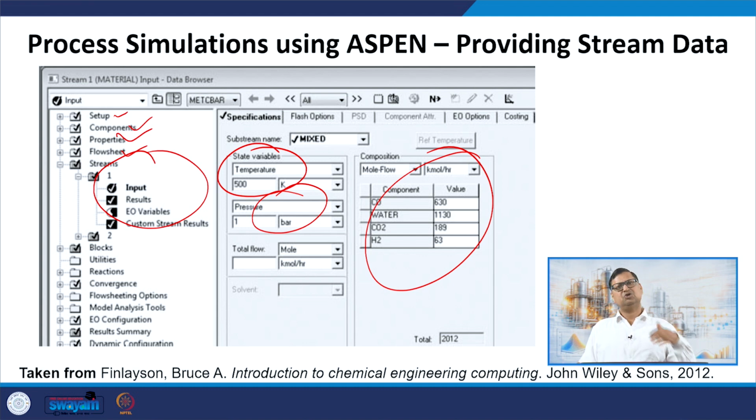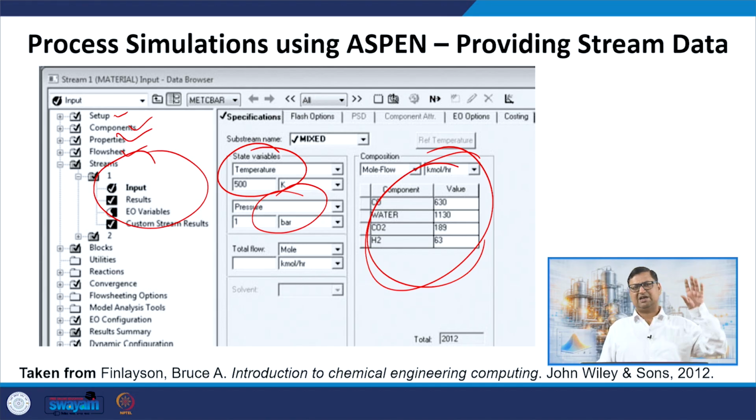We can give inputs in multiple ways. The software has a large number of features. We can give in weight, we can give in moles, we can give in total, we can give in fractions, and all those kinds of things are possible, right? So these are the specifications for the streams, right?